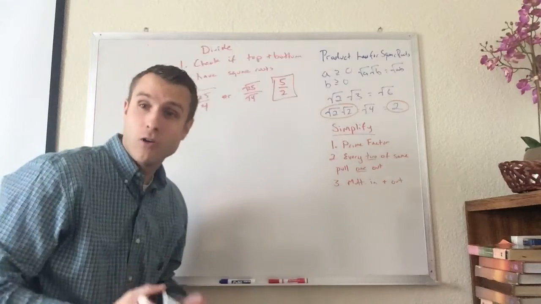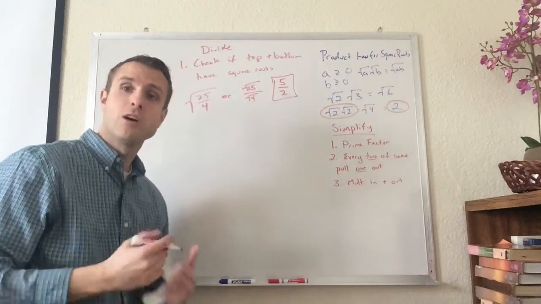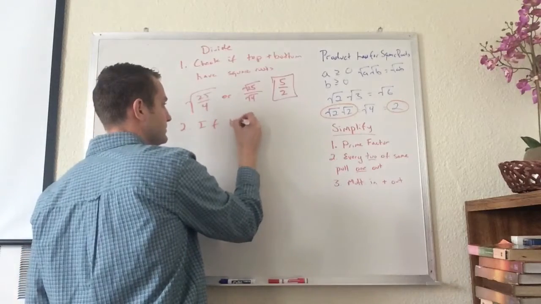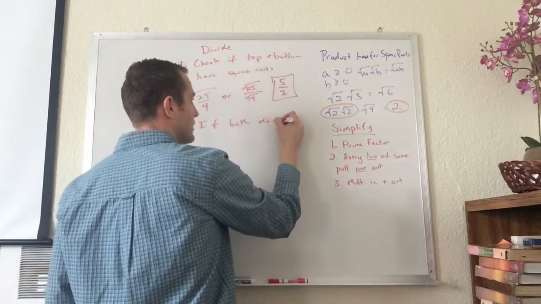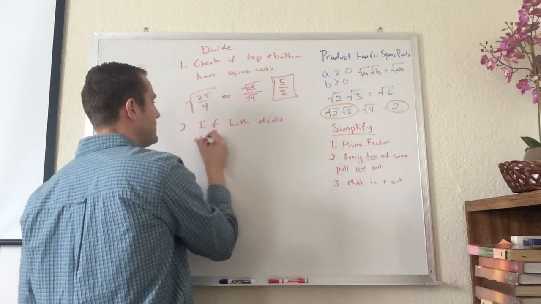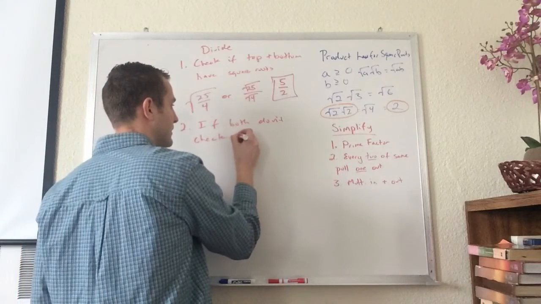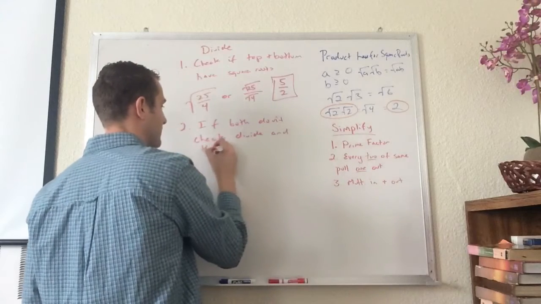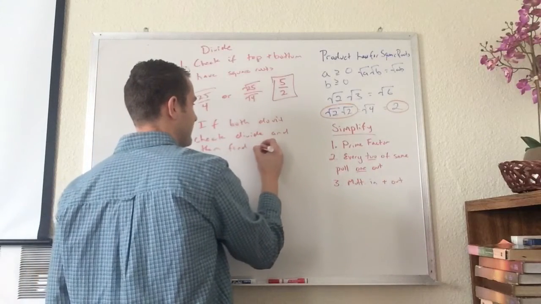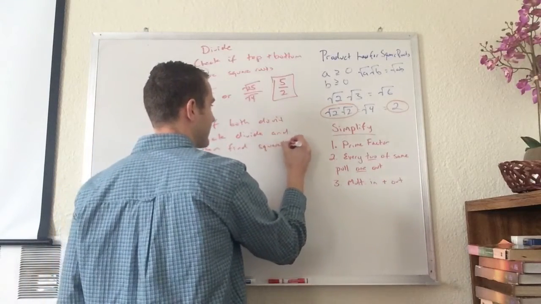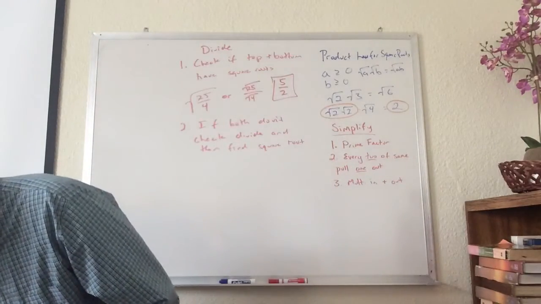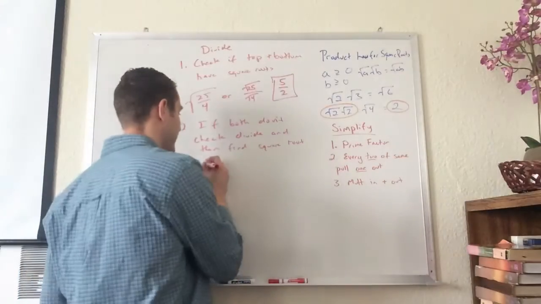What about if they don't both have square roots? Well, if they don't both have square roots, then check to see if they can be divided. And then find the square root. Okay, so let me give you an example of this. Let's say I have the square root of 45 over the square root of 5.